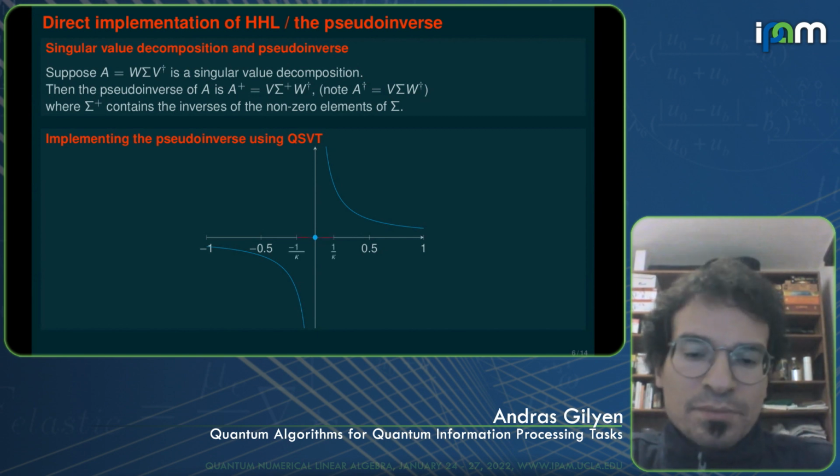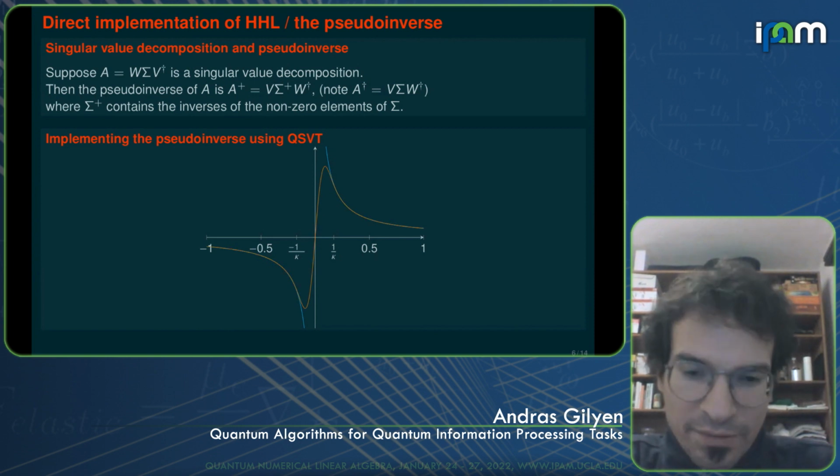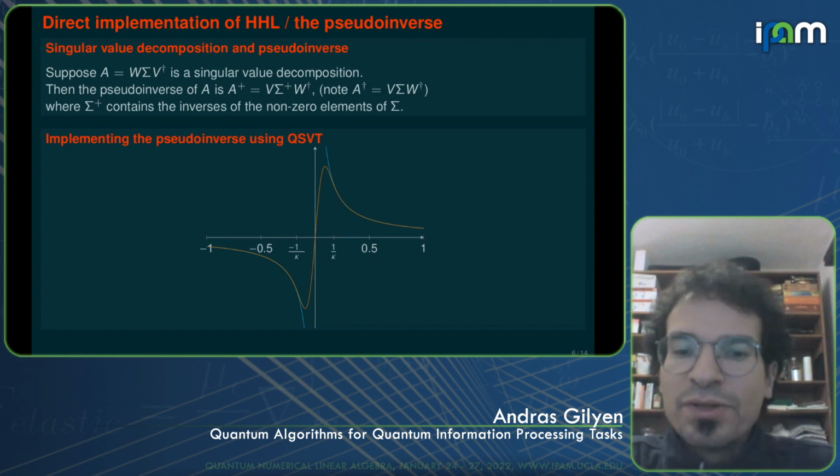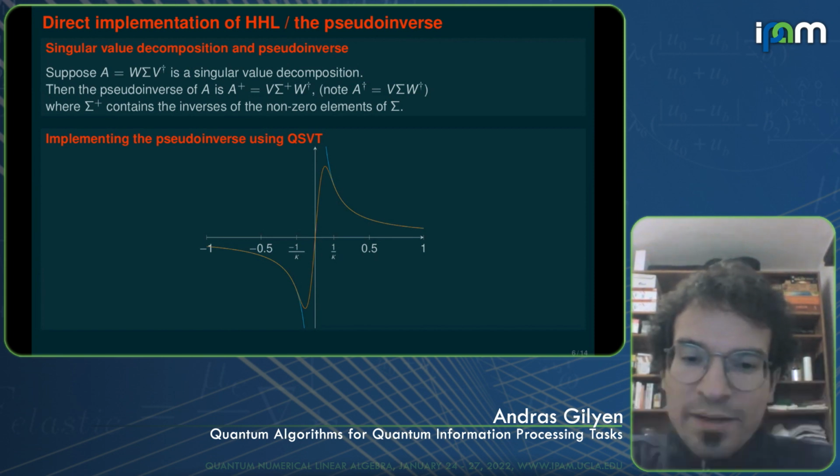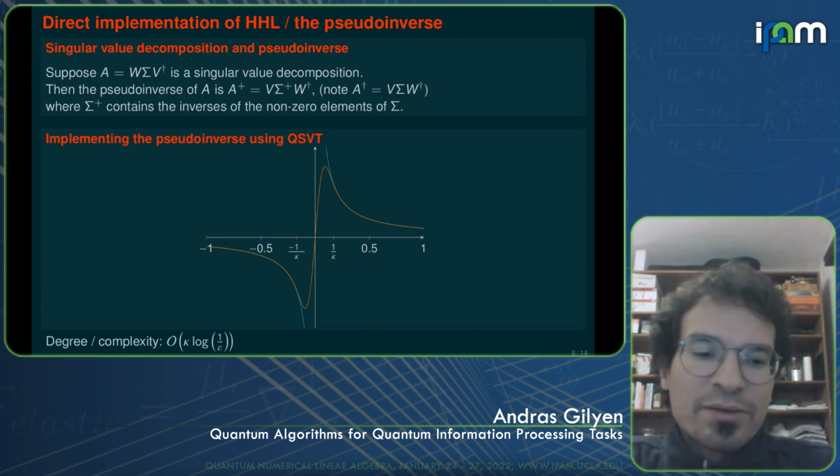However, if you know that you have a region around the origin where you have no non-zero singular values, then you can just find a polynomial that approximates this 1 over x function well outside this interval. And this interval is essentially determined by the condition number of this matrix. Then you just find such a polynomial, apply it, and you get your algorithm.